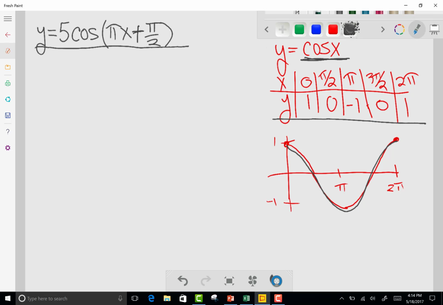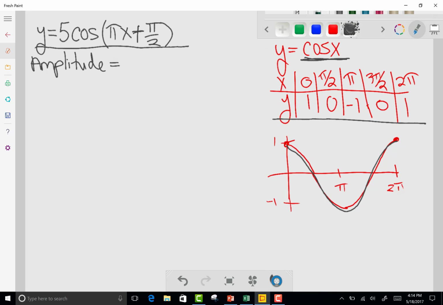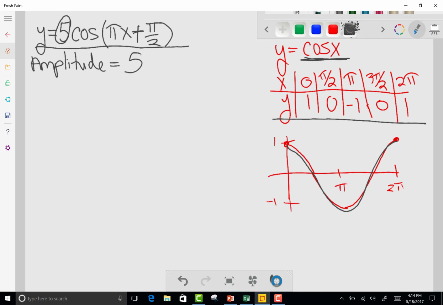Okay, so when we go look at our translated function, the first thing we need to find is the amplitude. The amplitude is our value of a, and that tells you from the midline or the center of your graph how high up you go or how low you go from that center. Our value of a is 5, so that means from the center I'm going to come up 5 and go down 5 for our max and our min points.